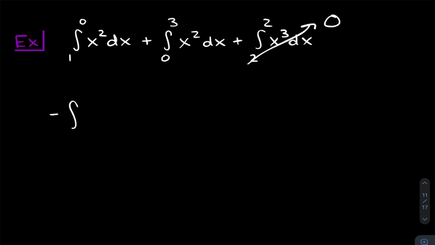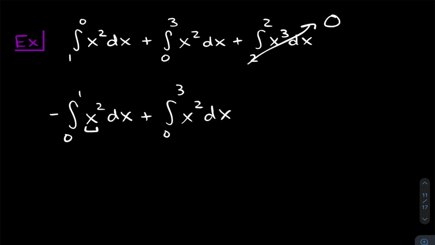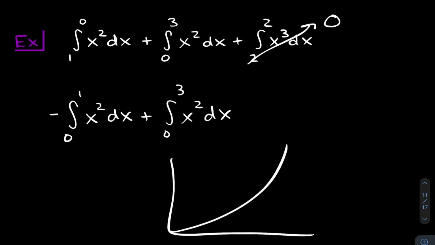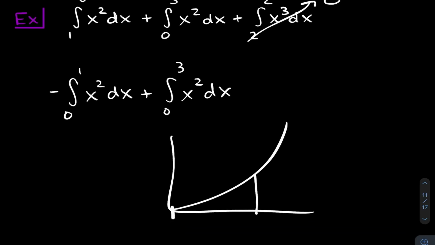So we can write this as the negative integral from 0 to 1 of x squared dx, plus the integral from 0 to 3 of x squared dx. And now notice here, these two have the same integrand. We're integrating the same thing. We're trying to find the area under the same curve here. But notice what's going on here. This one is saying, hey, let's find the area under x squared from 0 to 3. Let's find this area right here. And this one is saying, let's subtract the area from 0 to 1. So let's take this area away.